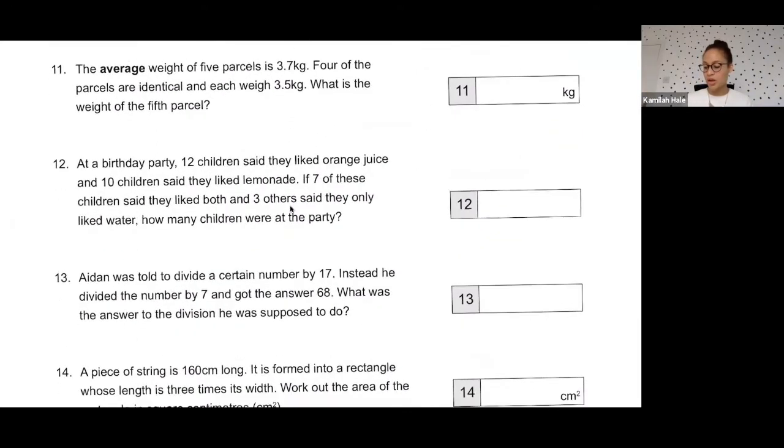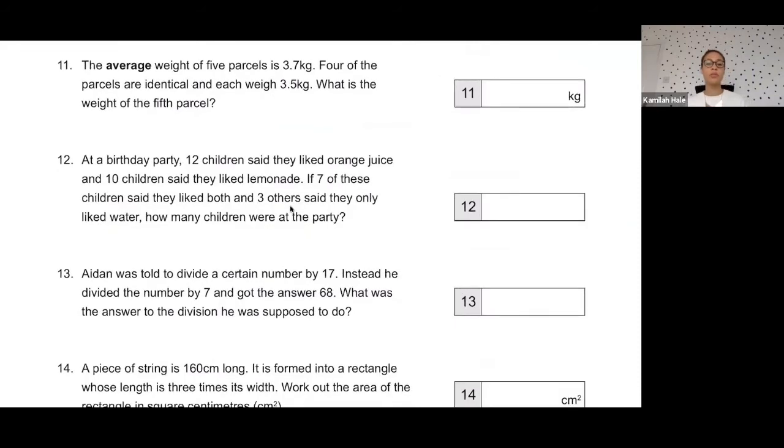Okay, averages. So when a question says the average of some numbers, remember average means mean. So if it just says average, they're talking about finding the mean, and we find the mean by adding the numbers together and dividing by the number of numbers that you have. So take a look at number 11, see how far you get. I'm going to pause before giving the explanation.